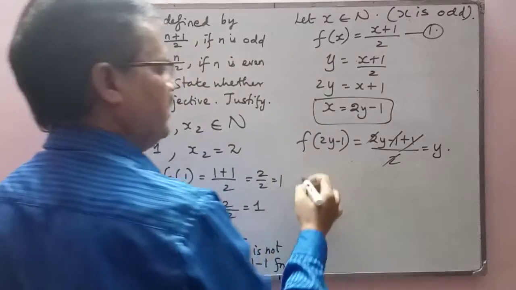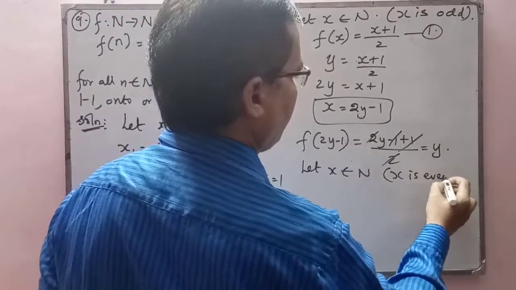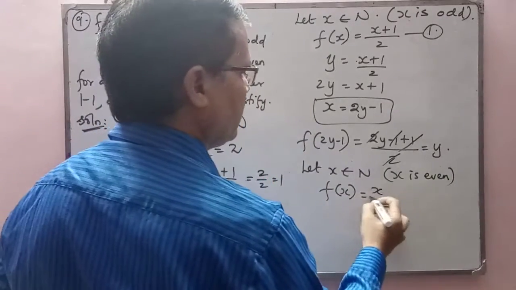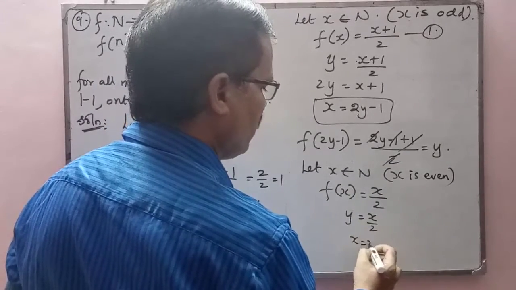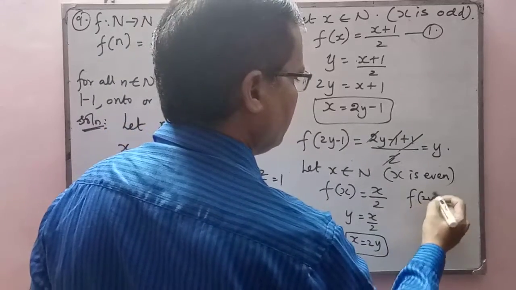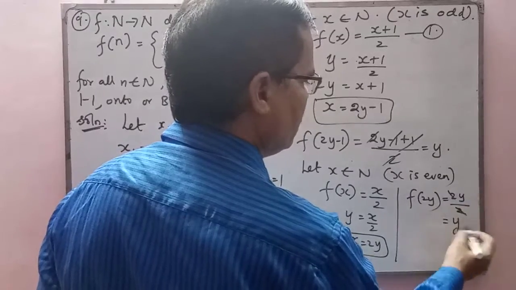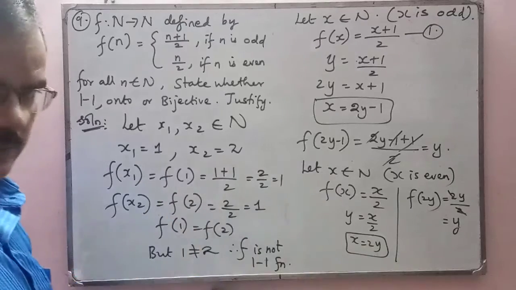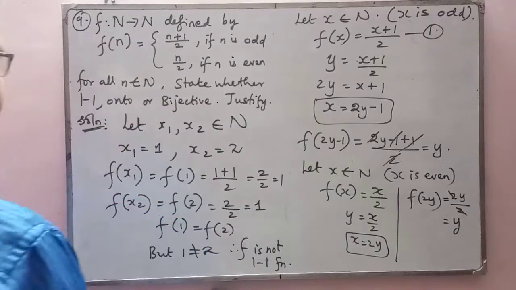You have to say when x is even. So let x belong to N. Here x is an even number. The same function I am going to take as f of x equal to n by 2. I am going to take it as x by 2. So y is equal to x by 2. x is equal to 2y. Now substitute in your expression, f of 2y is equal to 2y by 2. 2 gets cancelled, y. So for every y in the codomain there exists an x in N, which means it is an onto function.